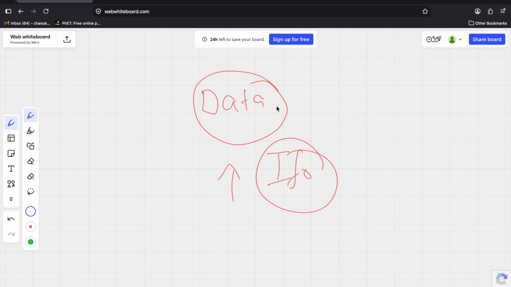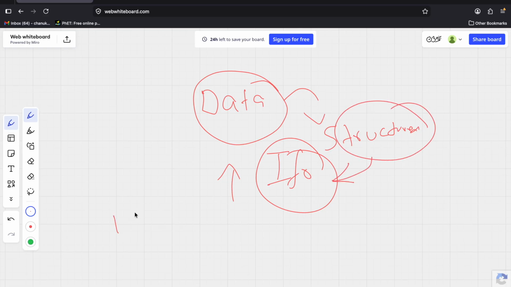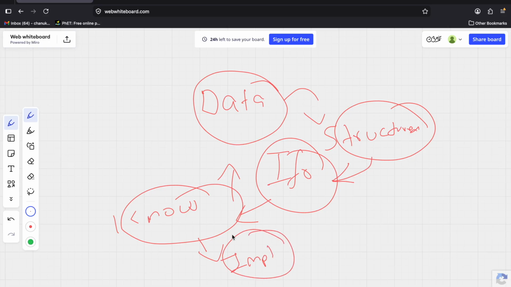Information is nothing but whatever we have, if it is structured, then we say it is information. What do you mean by knowledge? Knowledge is nothing but whatever we understand from information, then we implement that, that is nothing but knowledge.